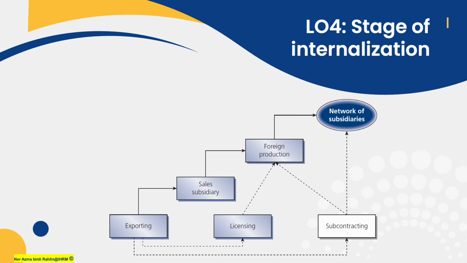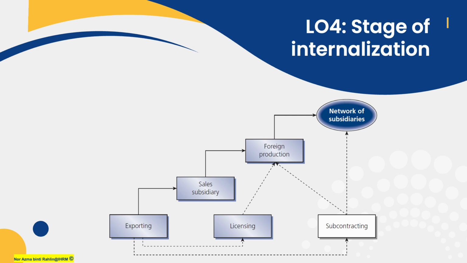Exporting is the simplest form of market entry, where a company sells its product to a foreign market without establishing a physical presence. It can lead to establishing a sales subsidiary, which represents a more committed presence in a foreign market to handle distribution and sales. Next, besides exporting, we have licensing.